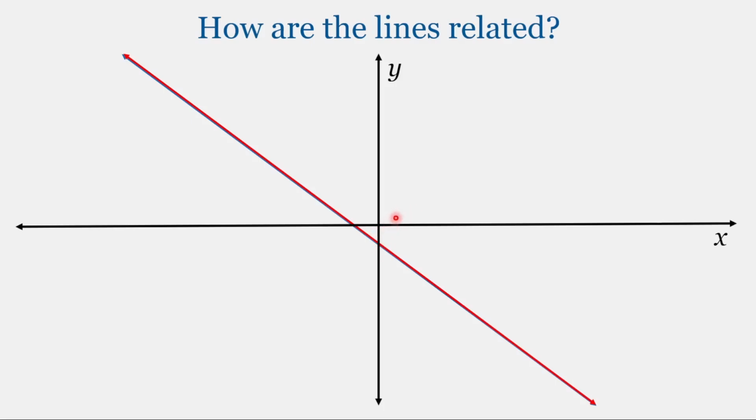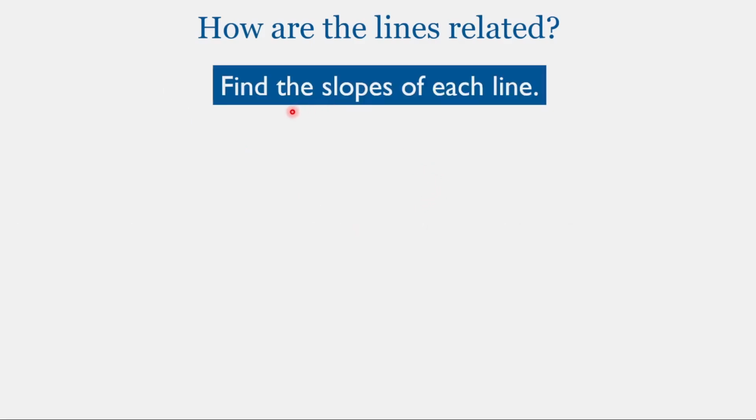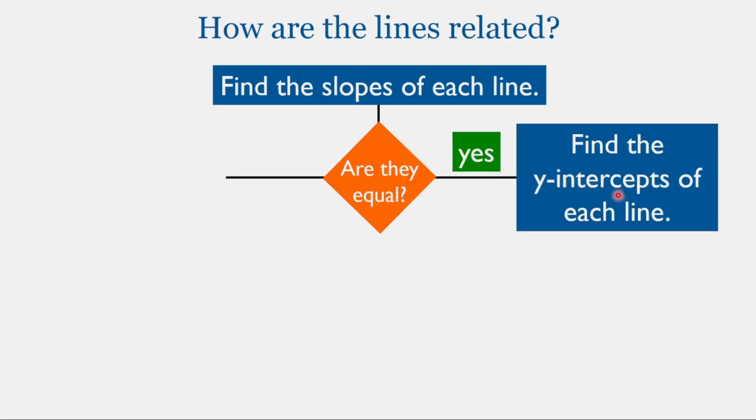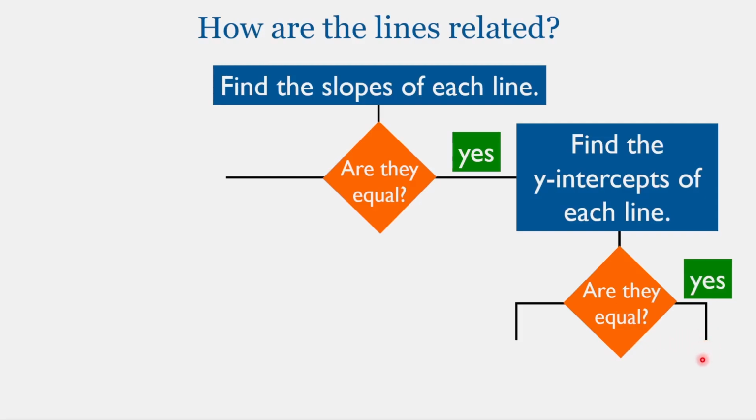And let's do this without graphing them. So the first thing we're going to do is find the slopes of each of those lines. And we're going to ask, are they equal to each other? Do they have the same slope? If yes, we're going to then find the y-intercepts of each line. And we're going to compare those y-intercepts. If the y-intercepts are the same, well, they're the same line. The lines are identical. If the y-intercepts are not the same, then we have parallel lines.